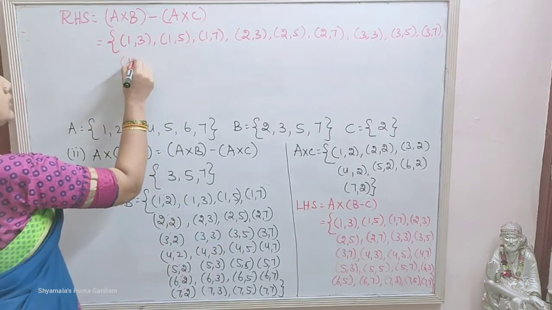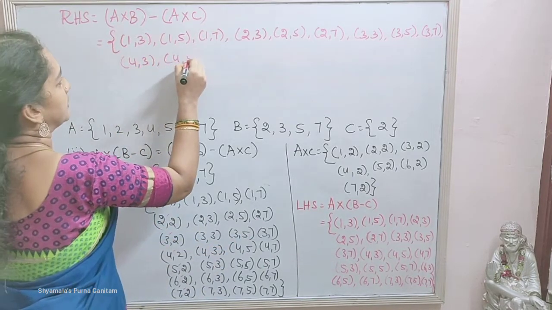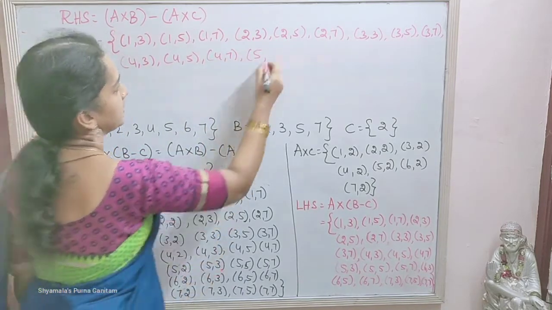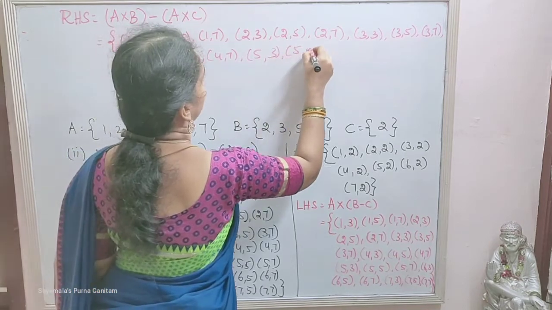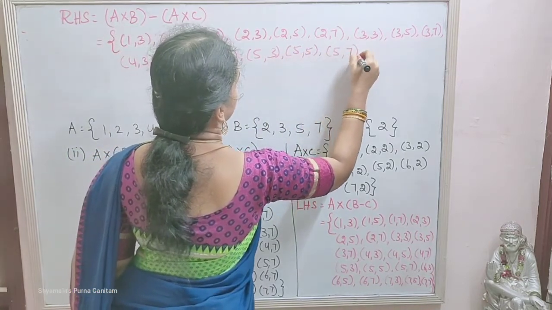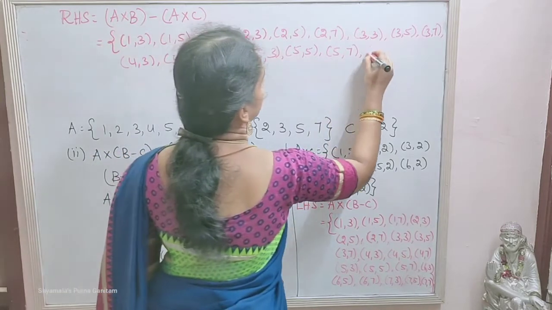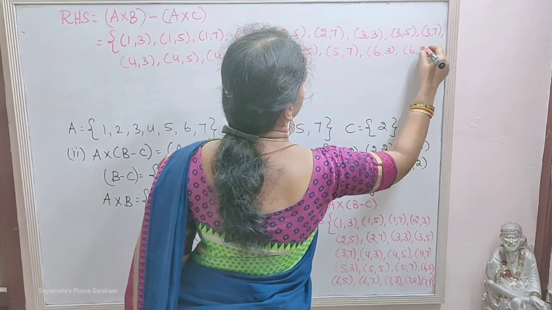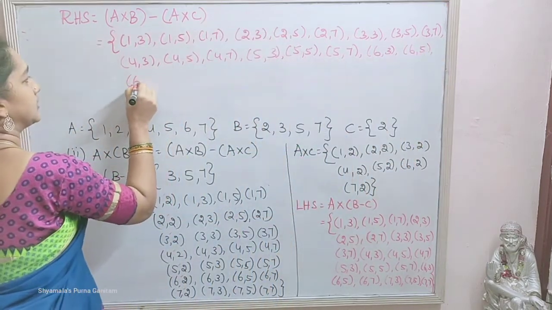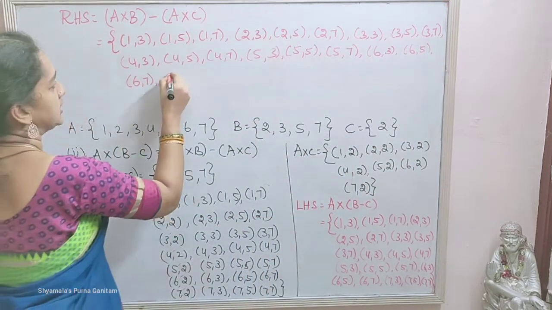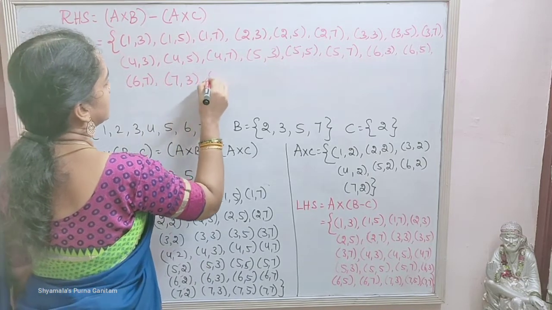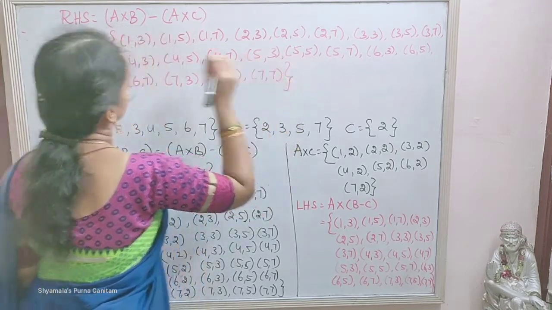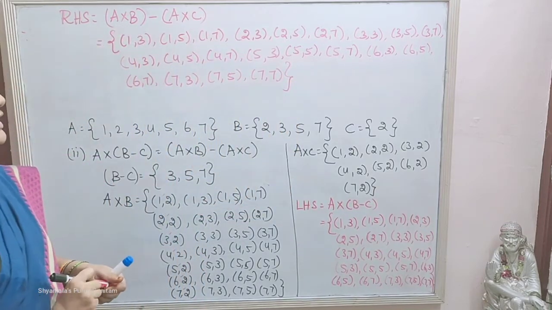Then next one is 4: 4, 3; 4, 5; 4, 7. Then 5: 5, 3; 5, 5; 5, 7. Then 6: 6, 3; 6, 5 and 6, 7. 6 over. Then next one is 7: 7, 3; 7, 5; 7, 7. So this is A cross B minus A cross C.